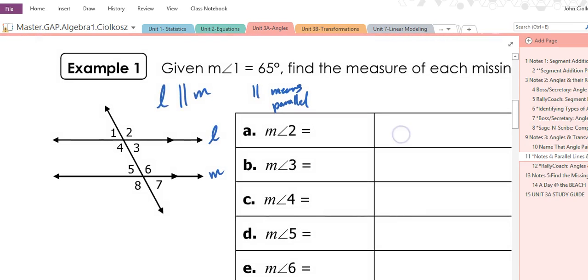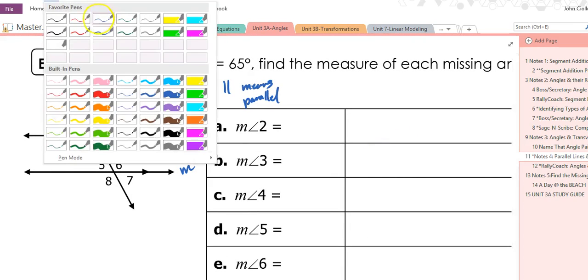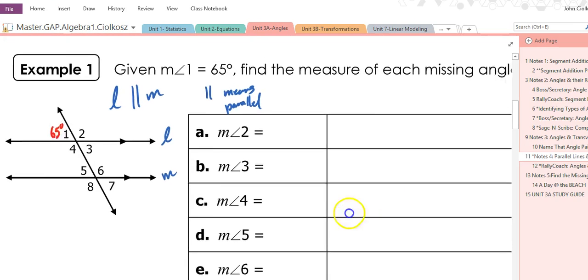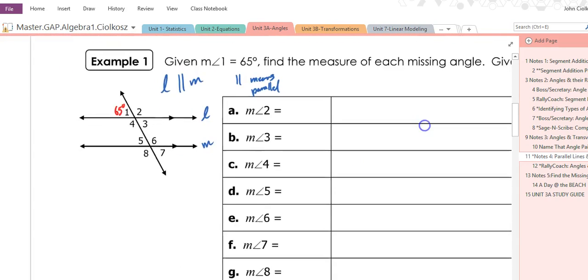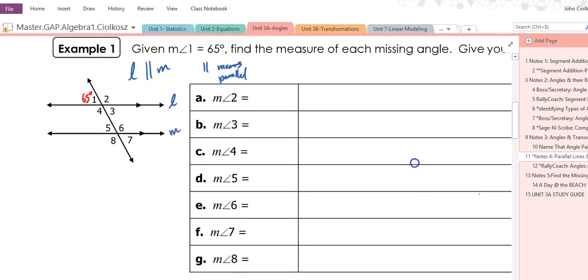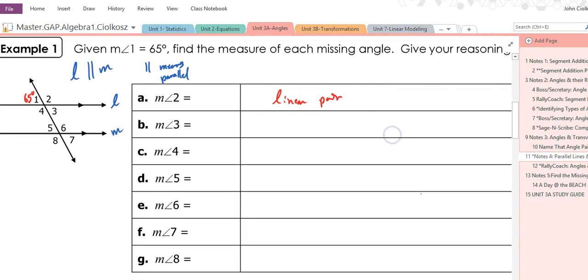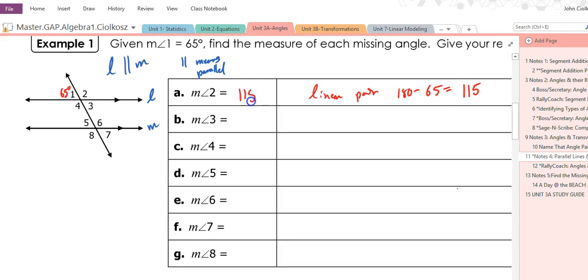Okay, so here's what we know. We know that angle 1 is 65 degrees. So let's go ahead and say here, this is 65 degrees. We're going to find everything else, and we're even going to throw in some justification. Let's think about angle 2. Well, 2, they're linear. It's a linear pair. That means they should add to 180. So if I did 180 minus 65, that would give me 115 degrees. So angle 2 is 115.